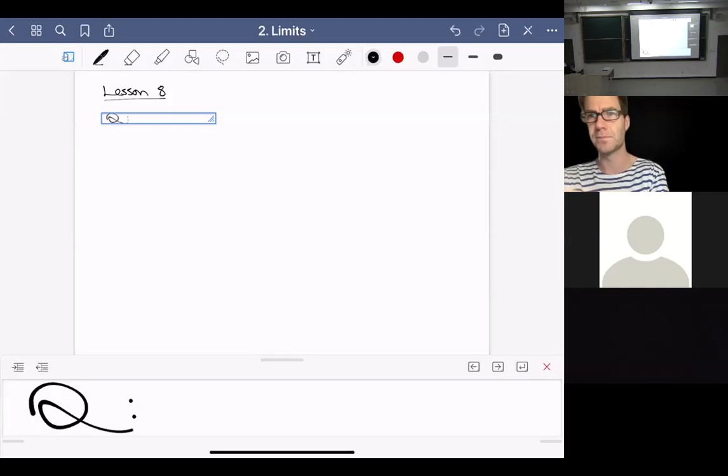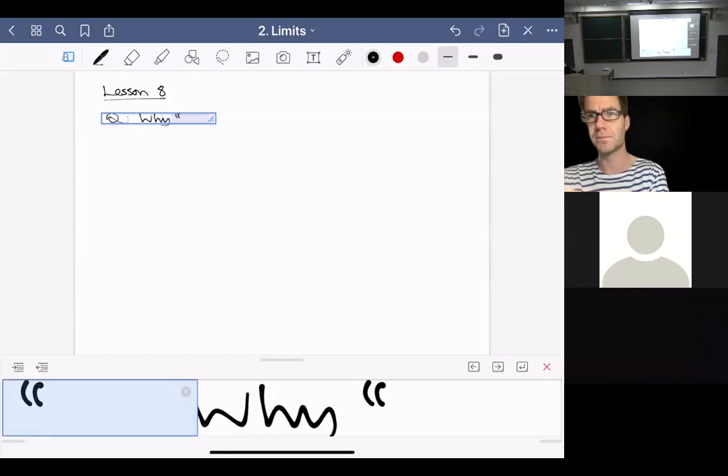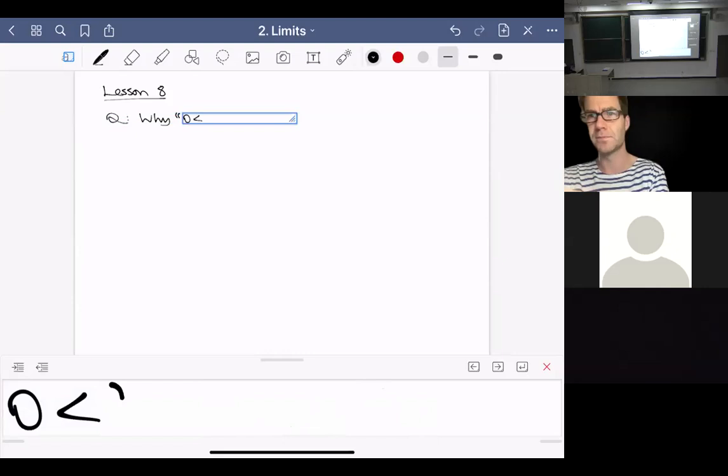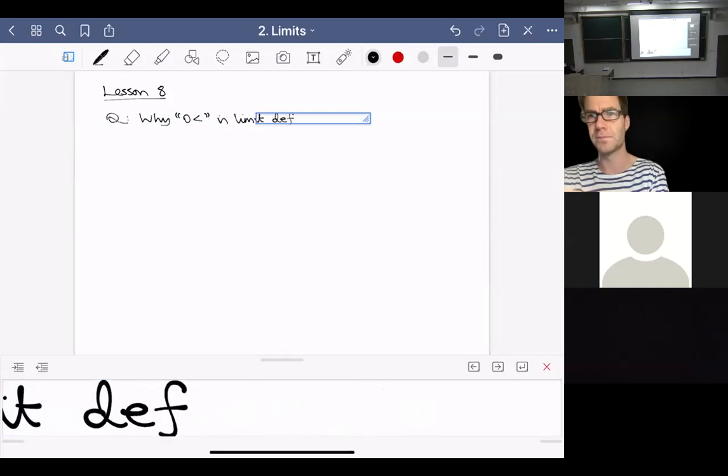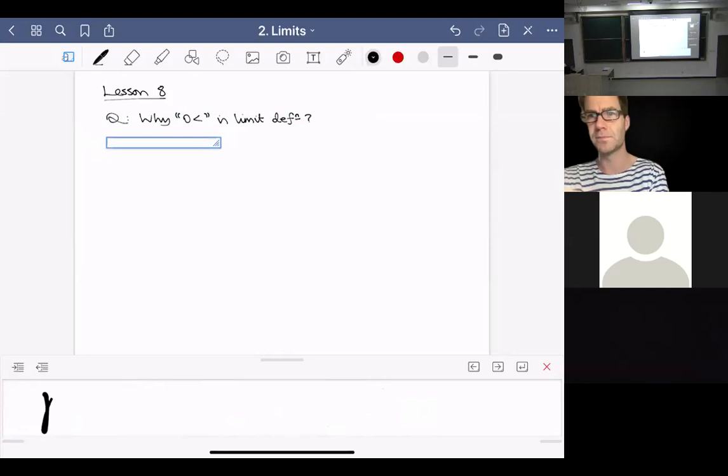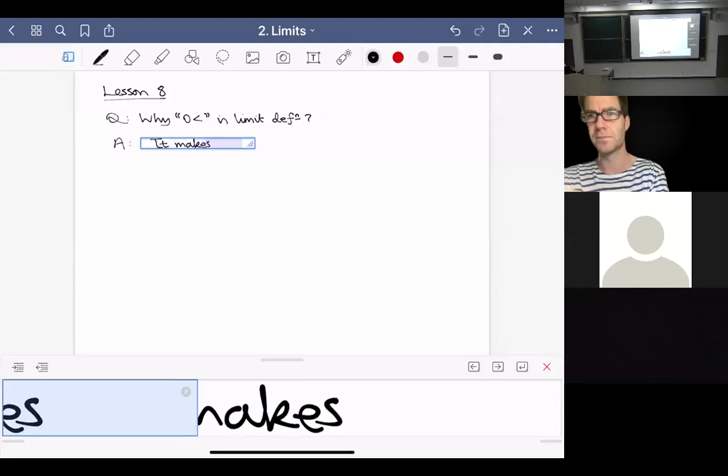So a question from the WeChat group: why do we have 0 less than the absolute value of x minus x0 in the limit definition? So we discussed this a bit, but let me state again the answer. It makes the definition more useful.